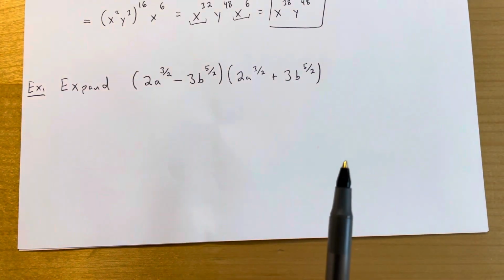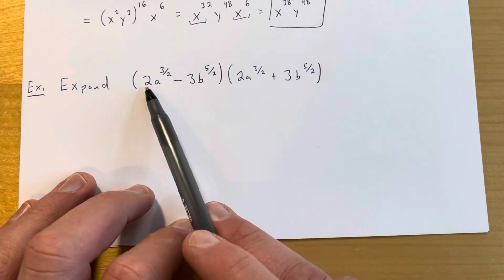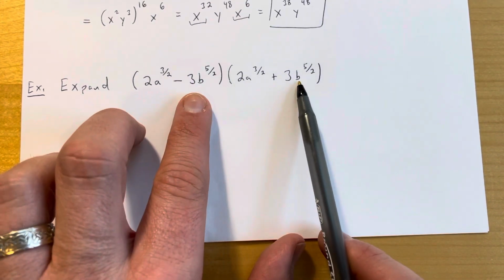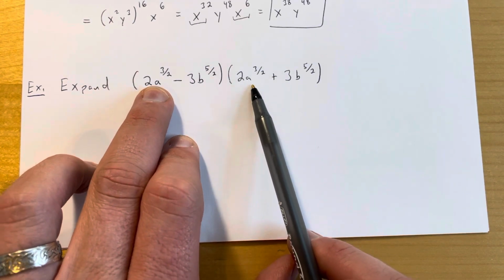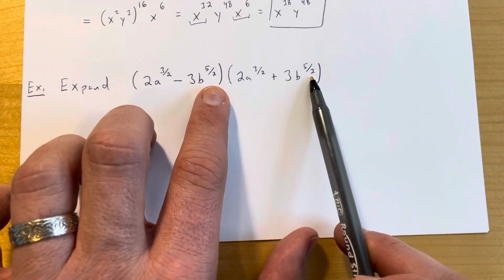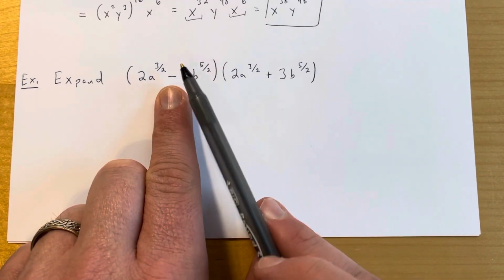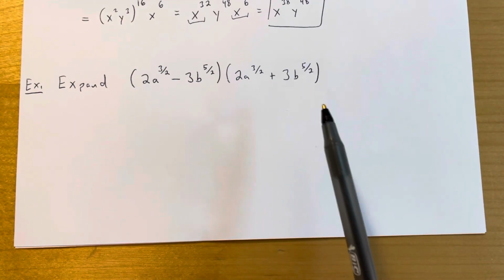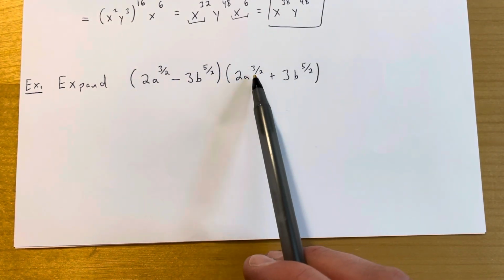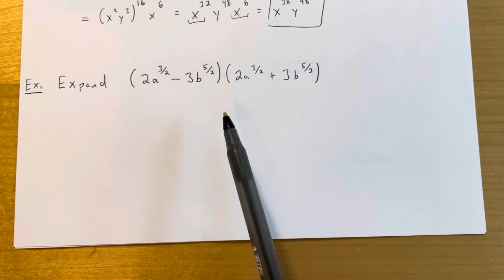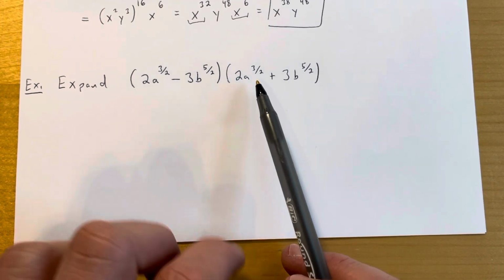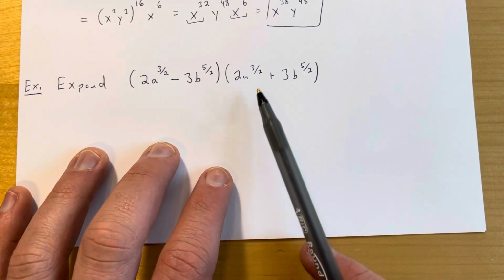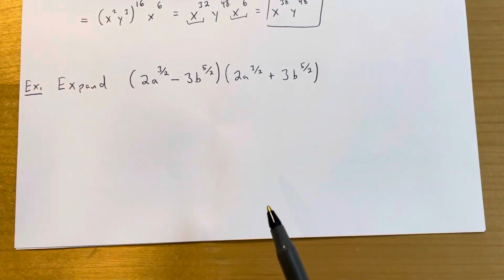But this particular product has a very specific form to it. If you compare the stuff in this set of parentheses to the stuff in this set of parentheses, the terms appear to be almost the exact same. 2a to the 3/2, 3b to the 5/2. The only difference is that I have a minus in one case where I have a plus in the other. There's a fancy name that we use for pairs of expressions that look like this. We call these conjugates. Conjugates are basically binomials. This is a binomial and this is a binomial, where the only difference between the two is one will have a plus, whereas the other one will have a minus.